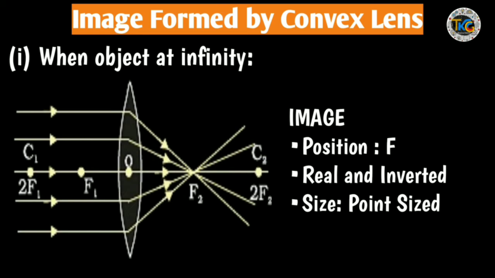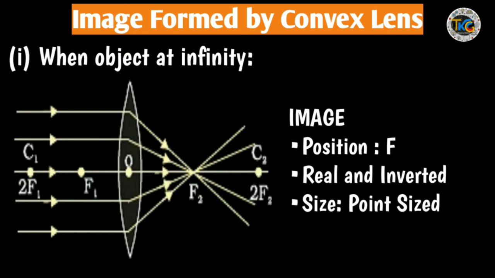First case, that is when the object is placed at infinity. Rays of light from infinity are parallel to the principal axis, and after passing through the lens, they meet at a particular point. This point is called the focus point, that is the principal focus point. So here the image is formed at focus, that is f2.